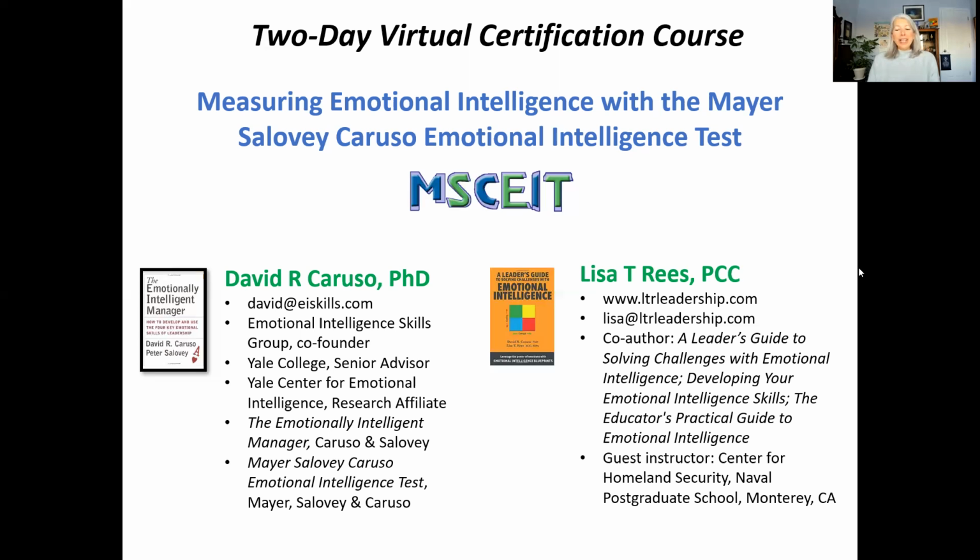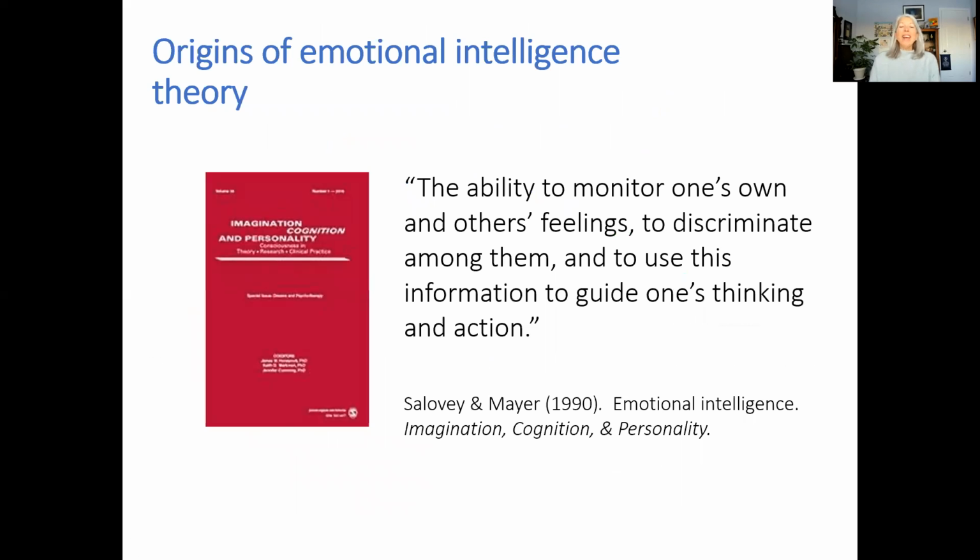So getting started, let's talk a little bit about the theory of emotional intelligence and where it came from. This was actually first discussed in a paper written by Jack Mayer and Peter Salovey, who defined emotional intelligence as the ability to monitor one's own and other feelings, to discriminate among them, and to use this information to guide one's thinking and action. A lot of people think that emotional intelligence started with Daniel Goleman, but what's interesting is that Daniel actually referred to the work that Jack and Peter had done.